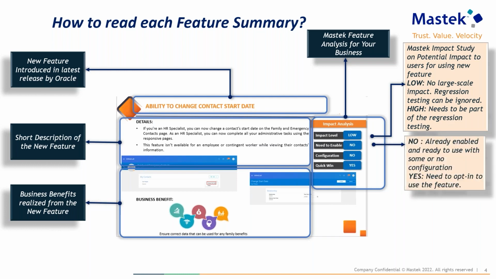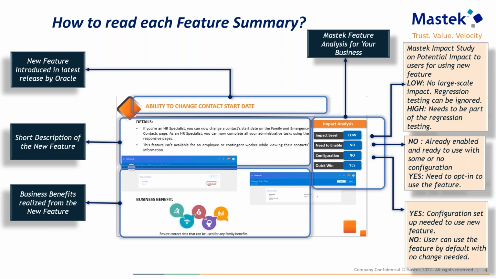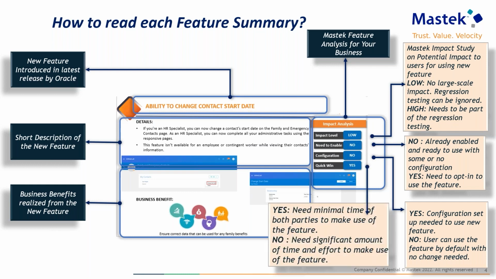The second one, as we all are aware, is that some features are by default auto-enabled by Oracle, and there are some which we need to opt for. The third one highlights the nature of the feature. There are certain configurations which may be required and some can be used without any changes. And the last one is a quick win. This term we simply use to convey what is ready to use by investing a minimum amount of time, and what requires a significant amount of time and effort to make use of the feature.